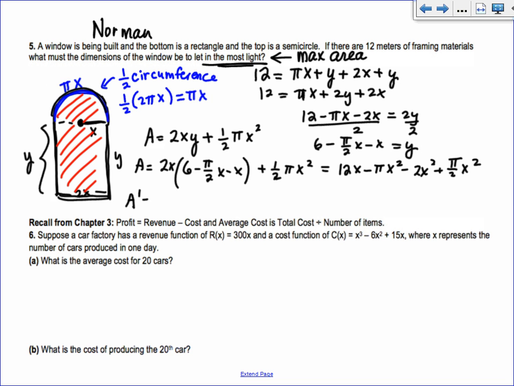All right, so A prime is going to be the derivative of 12x, which is 12, minus the derivative of pi x squared, which is 2 pi x. Then I have minus 4x plus pi over 2 times 2 is pi, so pi x. I'm going to set it equal to 0. So I'm going to have 0 equals 12 minus 2 pi x. I really have a plus pi x, so maybe I'll combine those. So I have a negative 2 pi x plus pi x. What's that going to be? Minus pi x minus 4x.